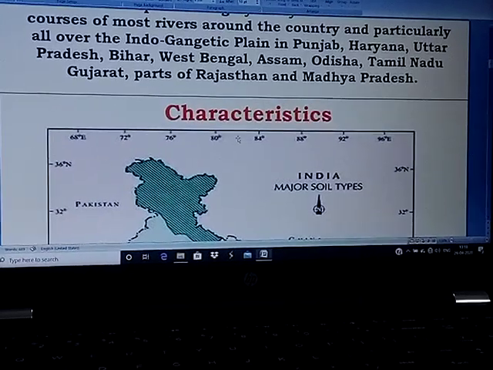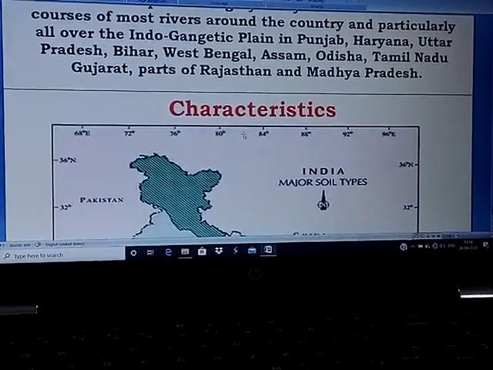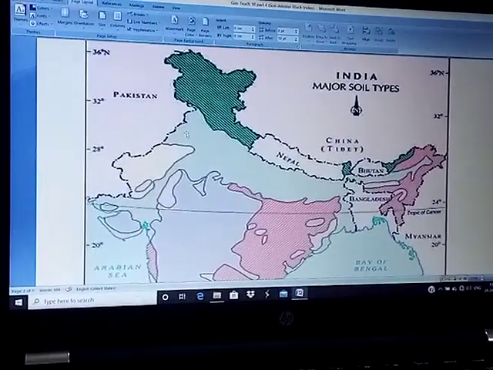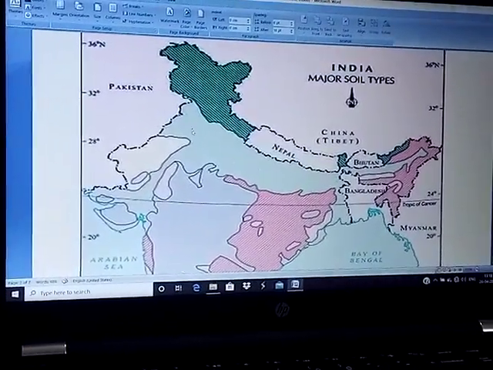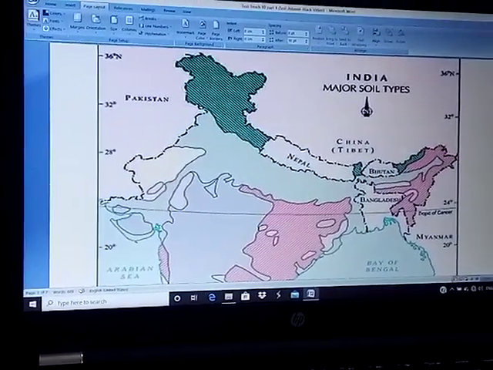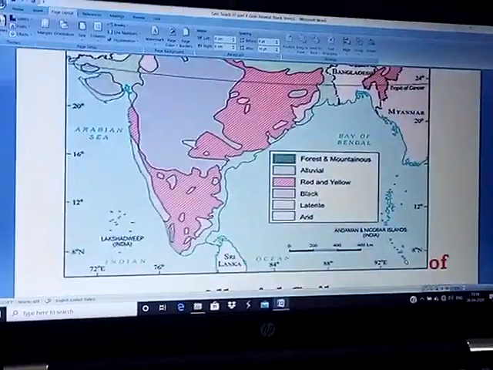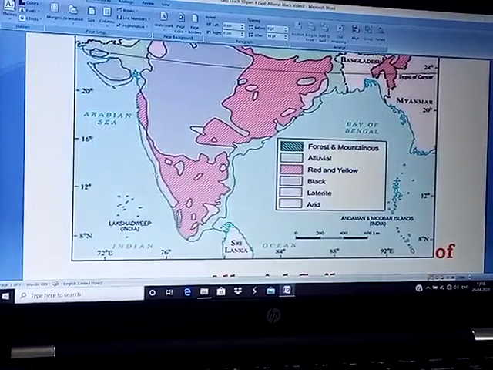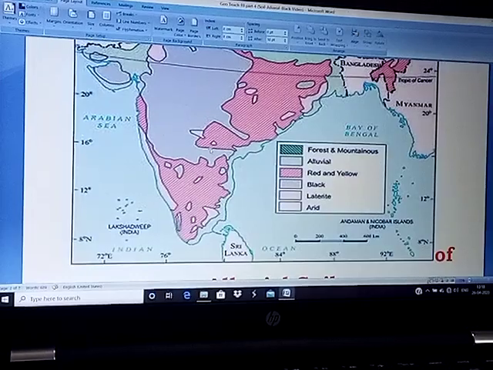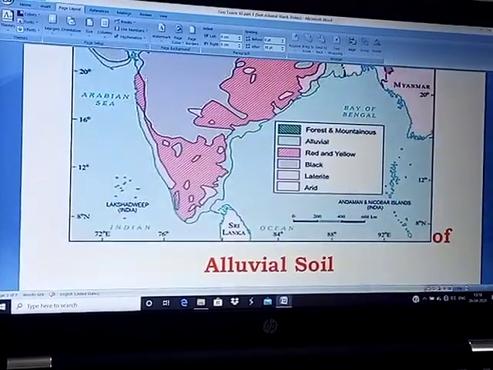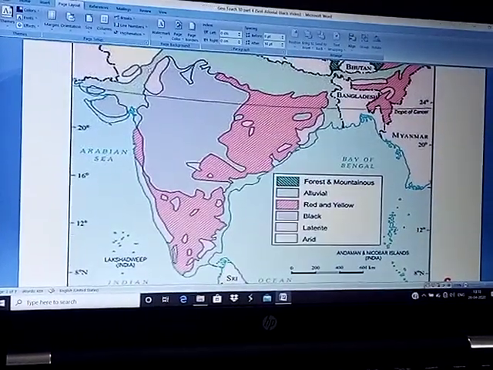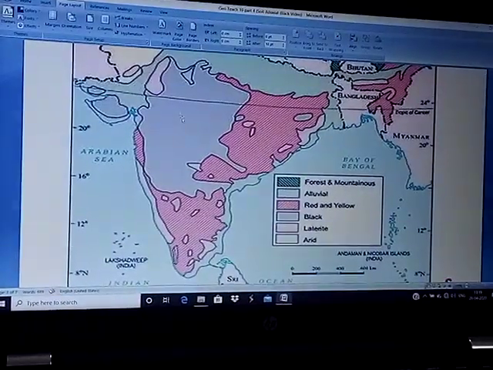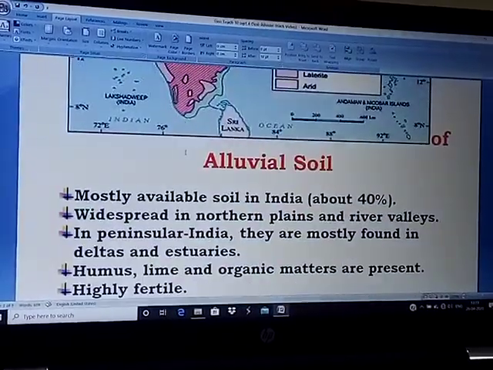Now what are the characteristics of the alluvial soil? Before proceeding, remember this is the sign of alluvial soil on the map. So it is the Indo-Gangetic plain. This is the Brahmaputra region, and all these areas are the coastal regions. These are the places in Gujarat also. You can see this is Gujarat. This area is also coastal region plus inland regions. Lots of alluvial soil is found.